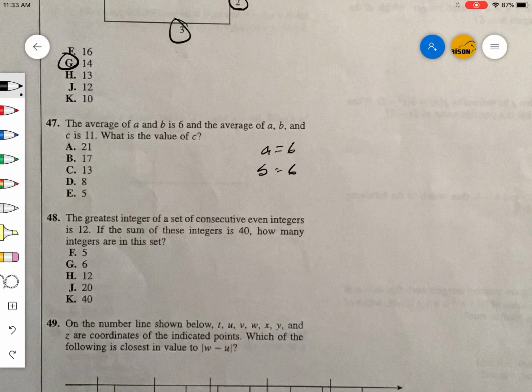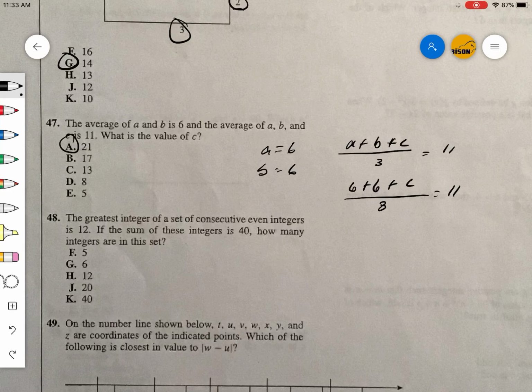Okay, so basically we'll have to add A and B and C and divide it by 3, and that's going to output us 11. So if A and B are 6 already, we just have to figure out what C is that we can divide by 3 to equal 11. At this point, I could try my answer choices if I really want. I could do 6 plus 21 and divide by 3. That's 11. That was really pretty easy.